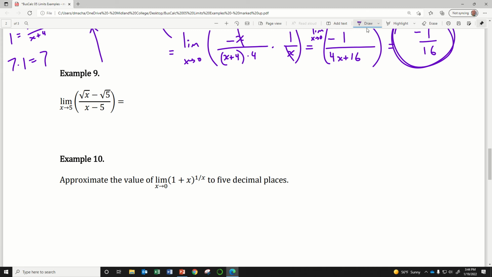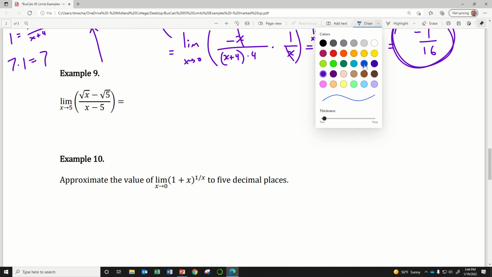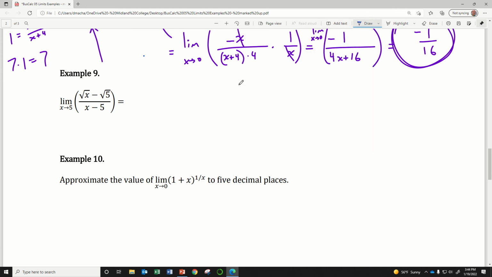Example 9. Pay close attention to example 9 because it's a little bit tricky, and I'm sure you'll have some of these on your homework. So we take the limit as x approaches 5 of root x minus root 5 over x minus 5. And notice if you plug in x equals 5 here, you'll get a 0 over 0 in your numerator and denominator. If you don't believe me, feel free to try that out.